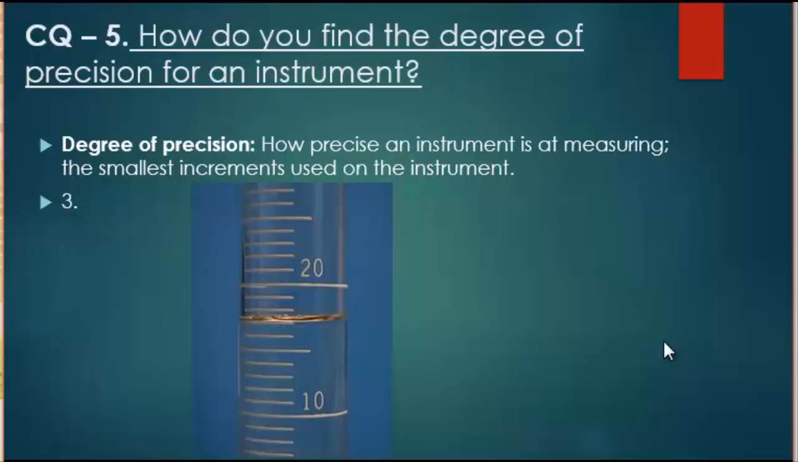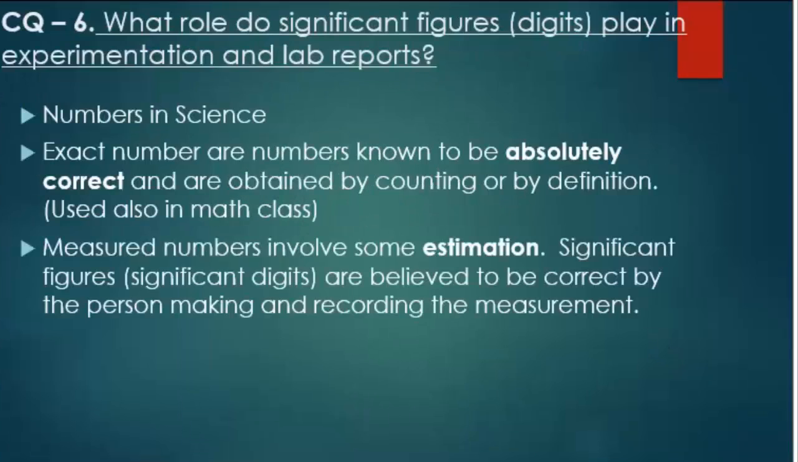Now let's look at this graduated cylinder. What is the degree of precision of this graduated cylinder? Look at the smallest increment. These increments are in ones. So the degree of precision is to the ones place. The estimated digit would be the digit after the ones. So the estimated digit would be the 10th place.